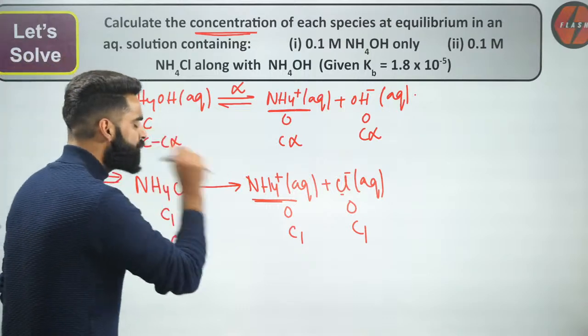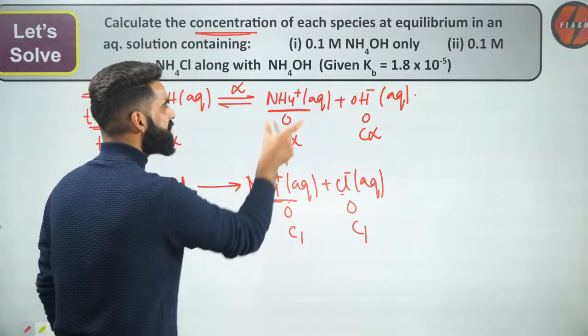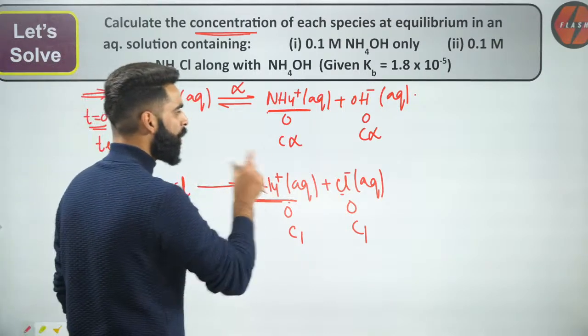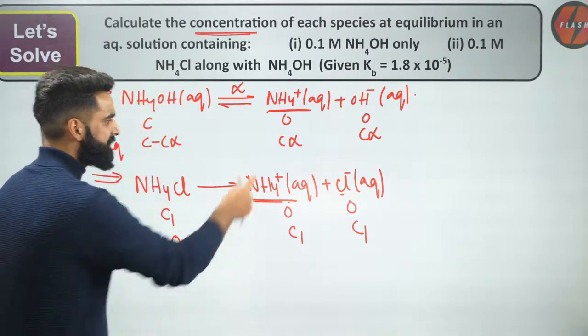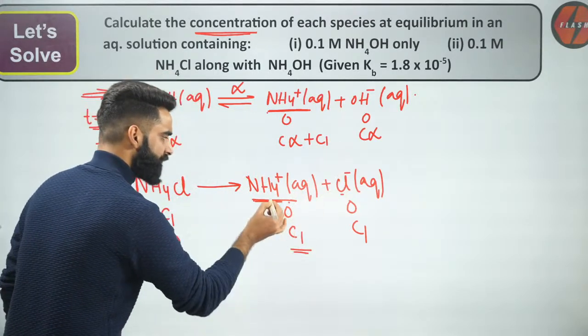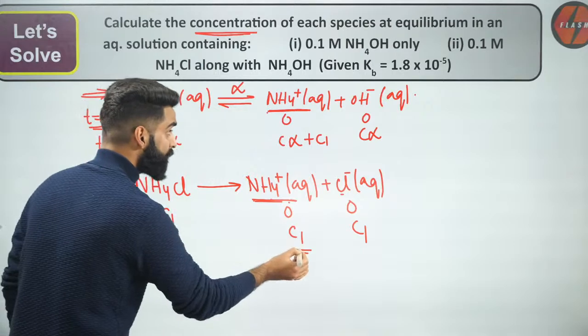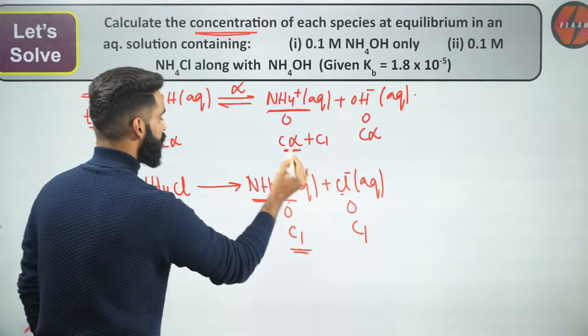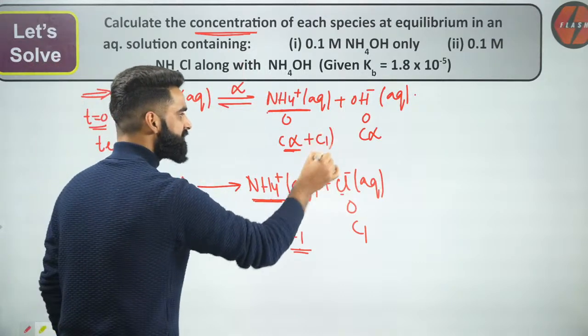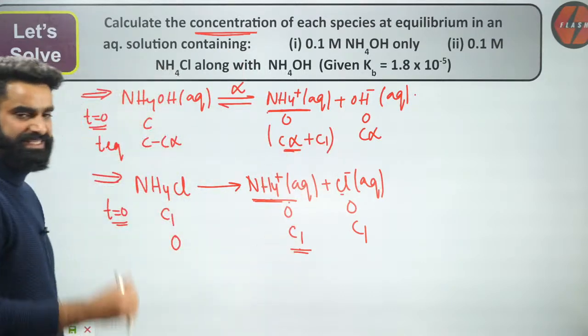Guys, can you tell me what will be the resulting common ion concentration in the container? Can I say the resulting common ion concentration is going to be C alpha plus C1? Yes. This C1 is the concentration of NH4 positive, which is coming from the strong electrolyte. And this C alpha was the concentration of the common ion NH4 positive, which is coming from the weak electrolyte. So the resulting common ion concentration is going to be C alpha plus C1.